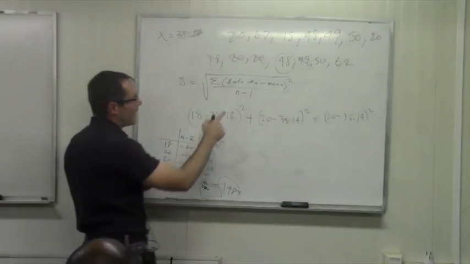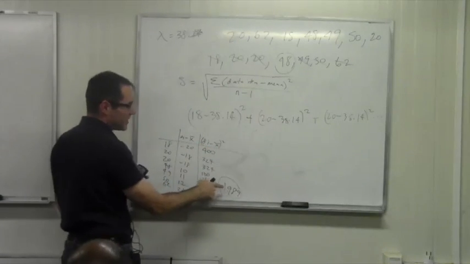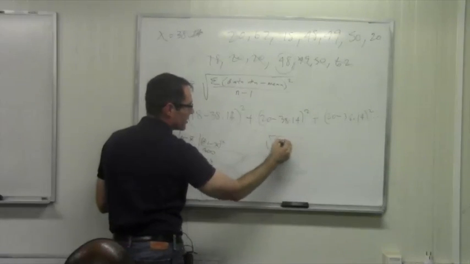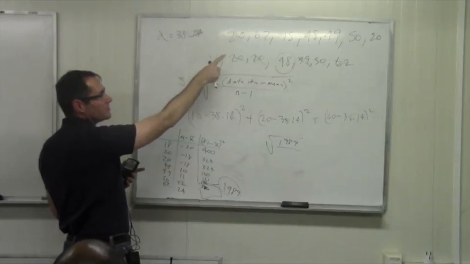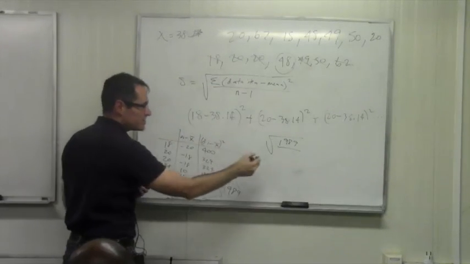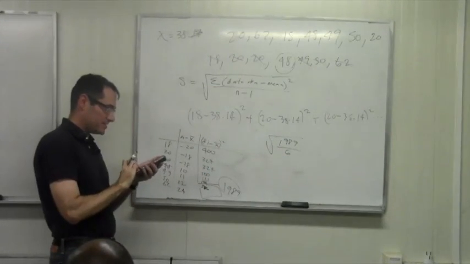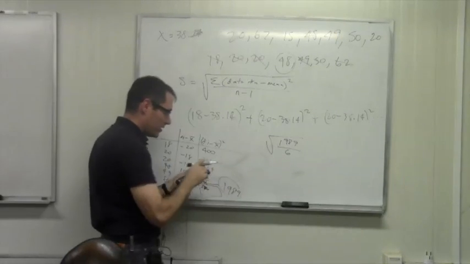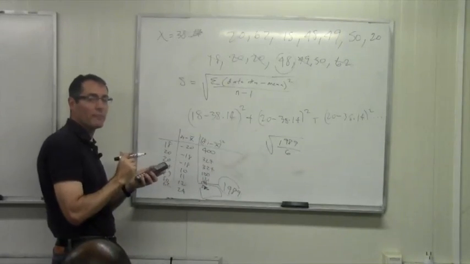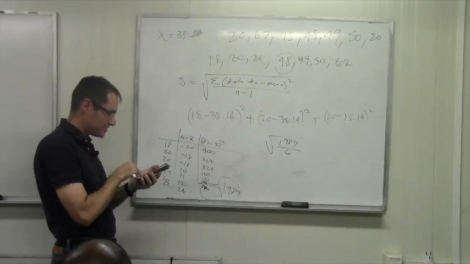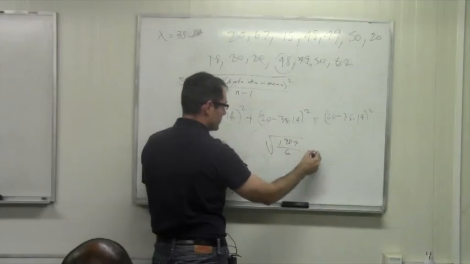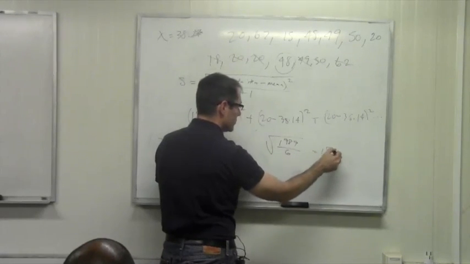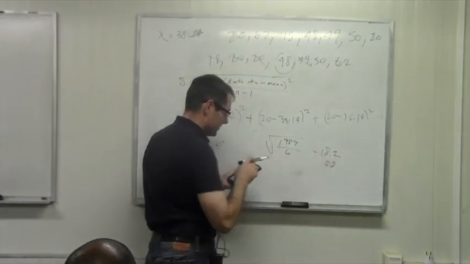Okay? And then I do the square root of 1,989 divided by n minus 1. 1, 2, 3, 4, 5, 6, 7. 7 minus 1 is 6. Divide that by 6, and then take the square root. That happens to be the square root of 331.5. And then I take the square root, and I get 18.2. 18.2 is my standard deviation.